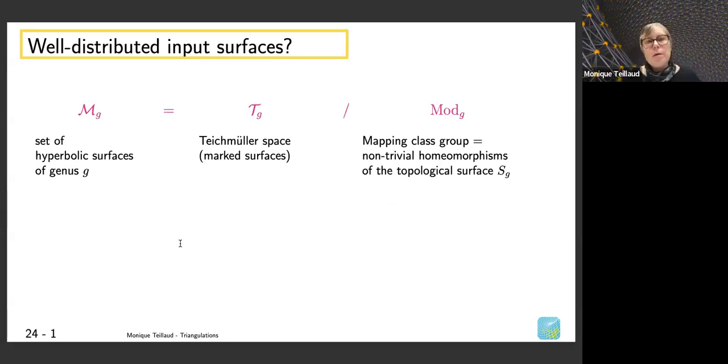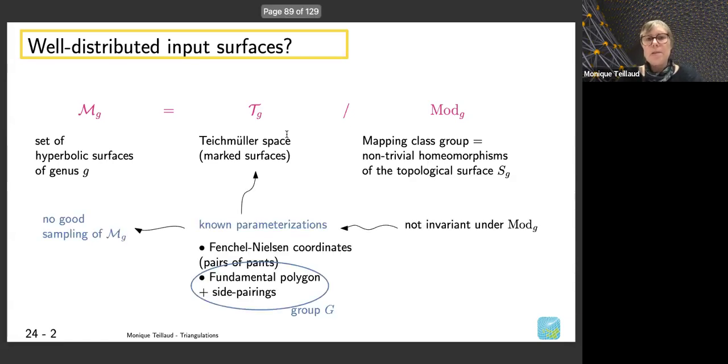So first, you could wonder whether you can have a set of well-distributed surfaces among the set of all possible surfaces. The set of all possible surfaces is a moduli space. It's, in fact, the quotient of the Teichmüller space under the mapping class group, the non-trivial homeomorphisms of the topological surface. Okay, so is there a hope to be able to get something that is well distributed in M_G? This is the one we are interested in. And in fact, we don't know how to do that.